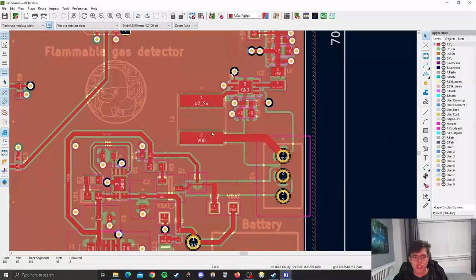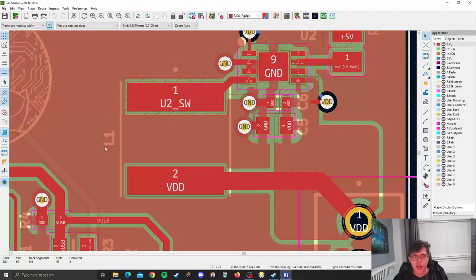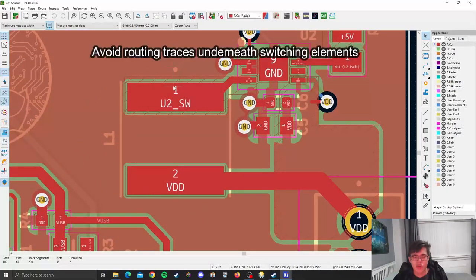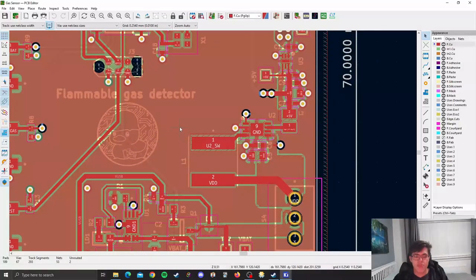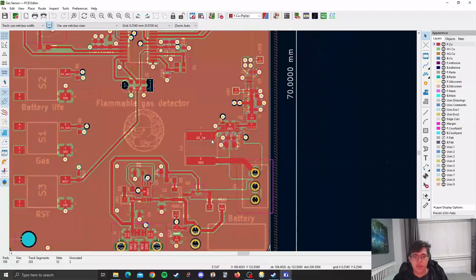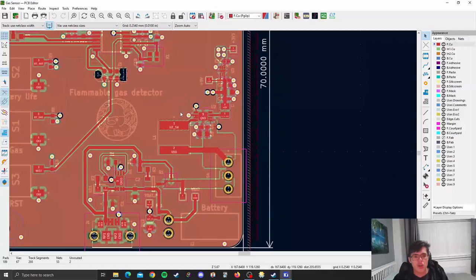And one thing to note is that when you have a switching element, try to avoid having any lines across them or underneath them, because as it is switching, it can induce noise. It can kind of mess up your comms. So you do not want to be doing that. Have a nice guard trace around this, so this would be just a ground pour essentially.